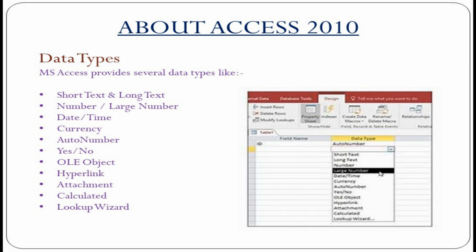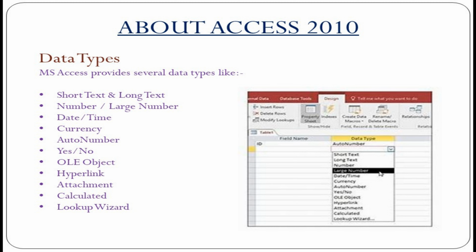Data types. MS Access provides several data types like short text, number, date and time, currency, auto number, yes or no, OLE objects, hyperlink, attachment, calculated, and lookup wizard. So let's understand one by one what they are.